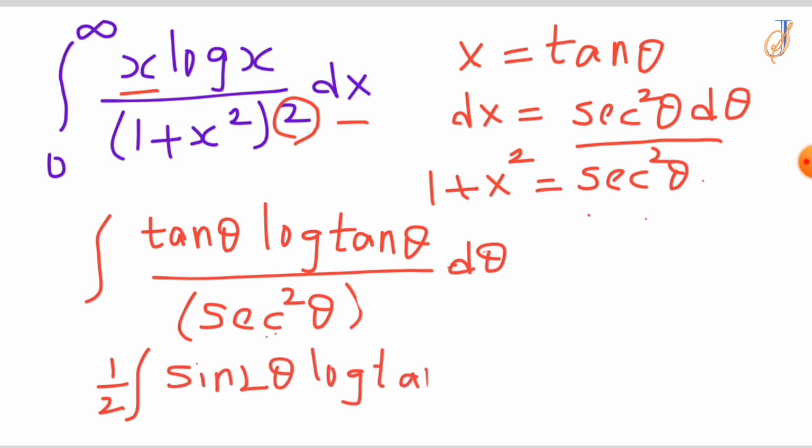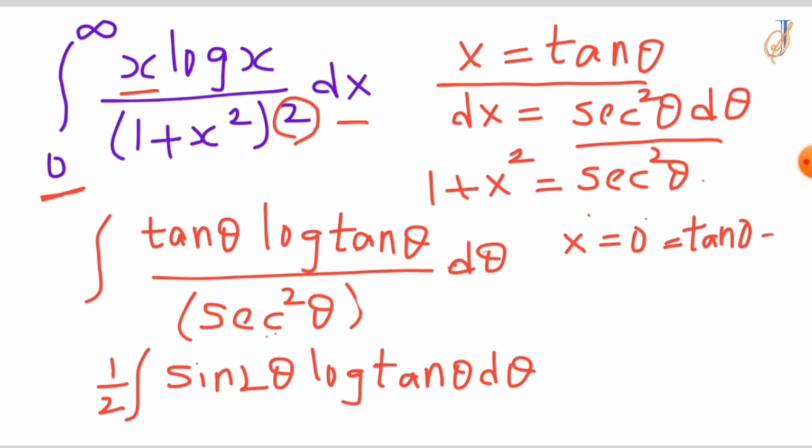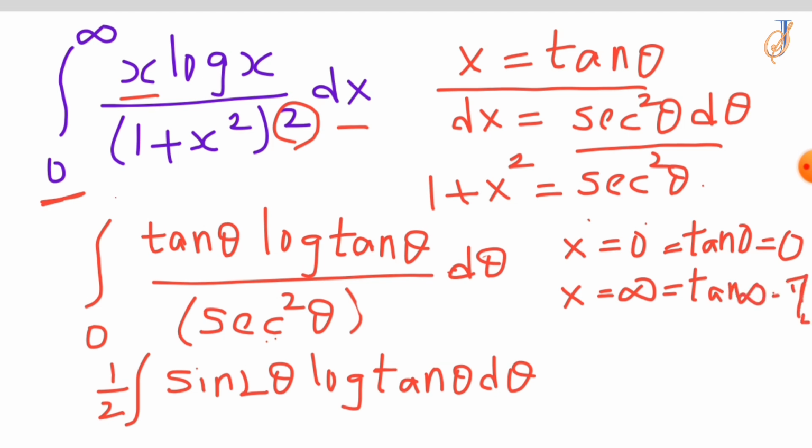If you take the lower limit x as 0, where we consider x as tan θ, that is equal to tan 0. The value of tan 0 is 0, so the lower limit turns into 0. For the upper limit, x equal to infinity, you have to take tan θ equal to infinity, which gives θ equal to π/2. So the upper limit turns into π/2, so 0 to π/2. Let's consider this as equation 1.